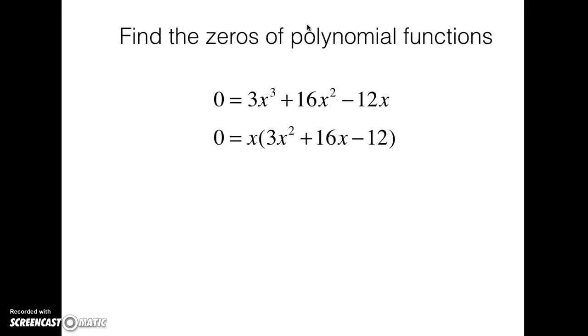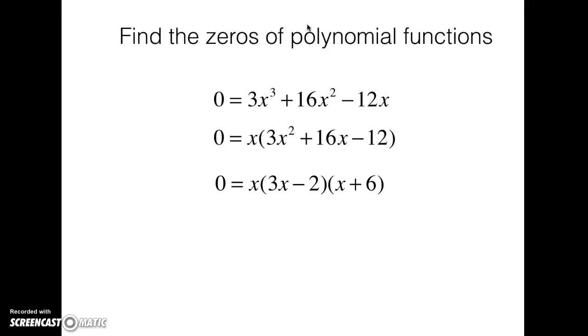Factor out the common factor first, so every term has an x, so we can factor out an x. We're left with 3x squared plus 16x minus 12. We can further break down the quadratic into (3x minus 2) times (x plus 6). This is a cubic function, so we're going to have 3 zeros.